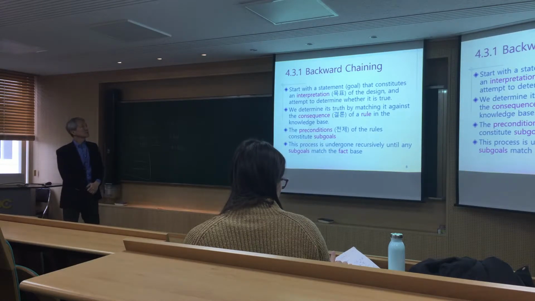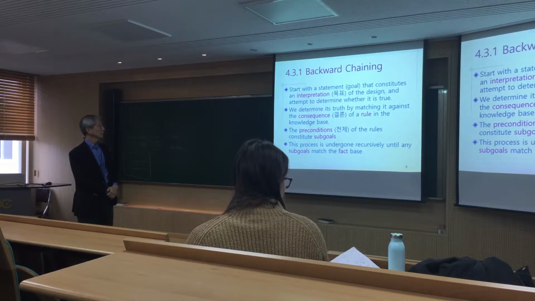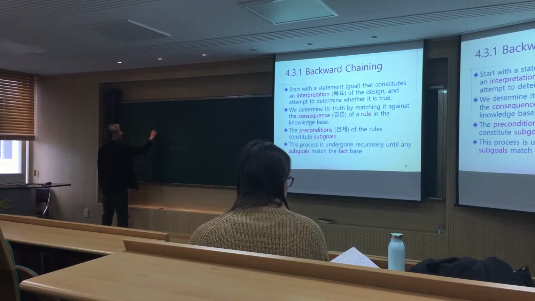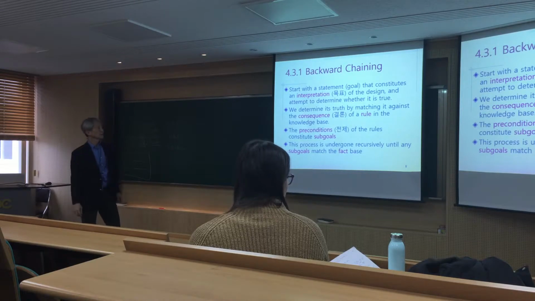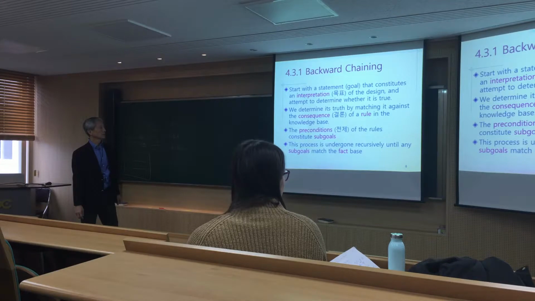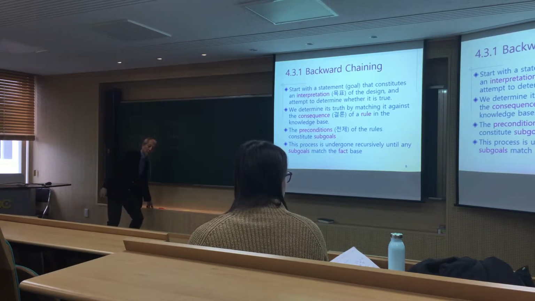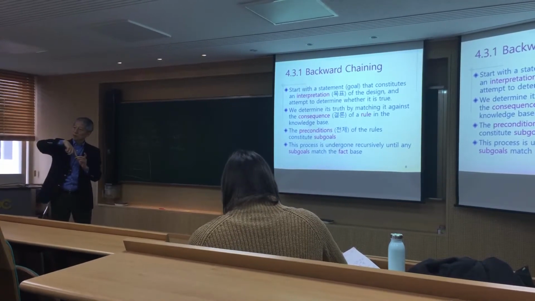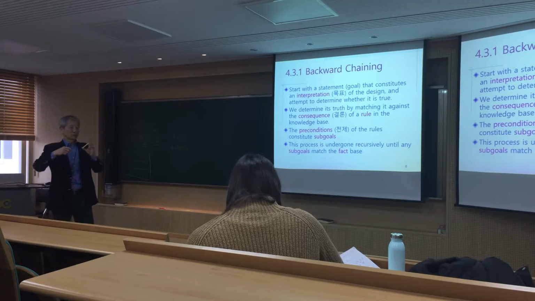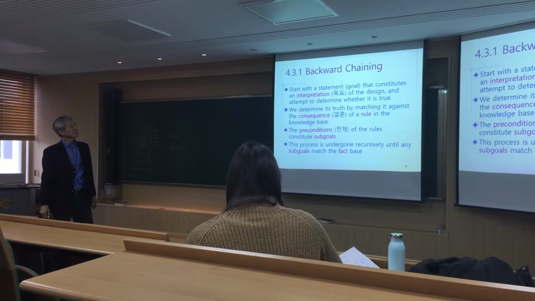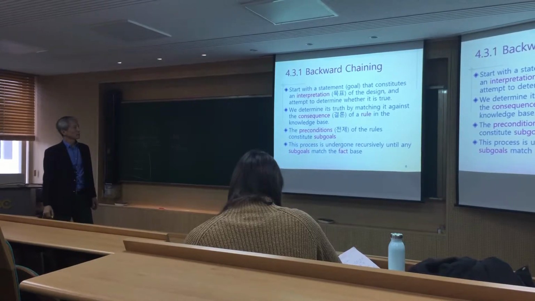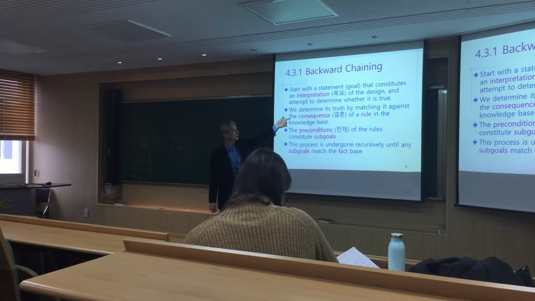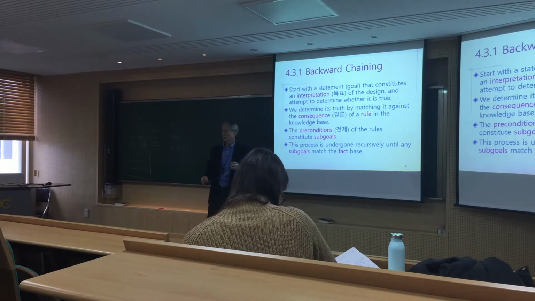So backward chaining. Start with a statement, a goal or result. That constitutes an interpretation of the design and attempt to determine whether it is true. So, whether this pipe will break, right? I want to know whether, by applying 100 kilogram on this. 100 kilogram is too much. Say 10 kilogram. And attempt to determine whether it can be true. Break is true. So we determine its truth by matching it against the consequence of another rule in the knowledge base. So we start with the chaining.